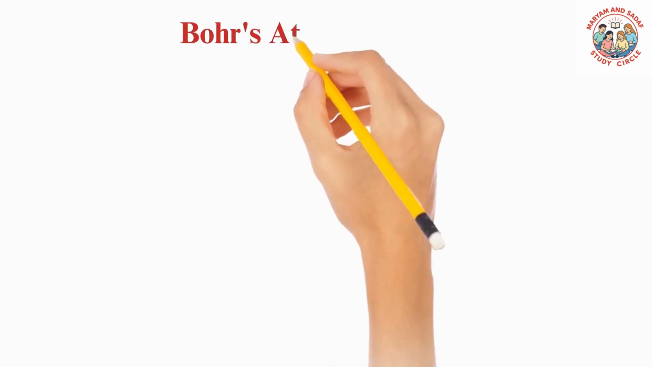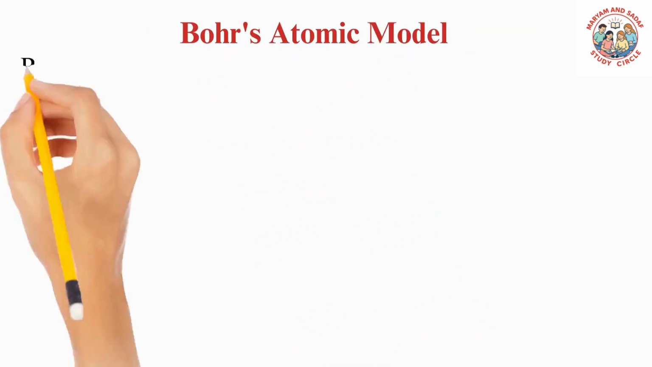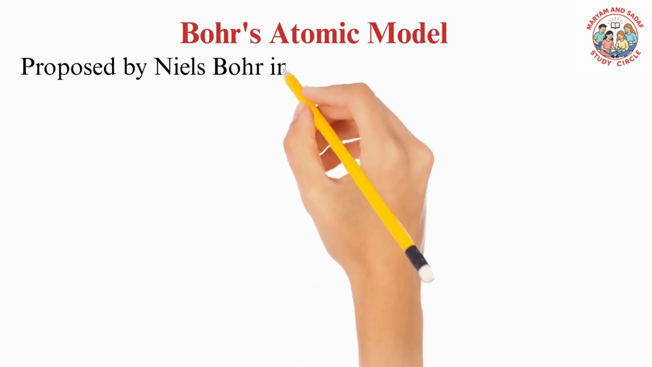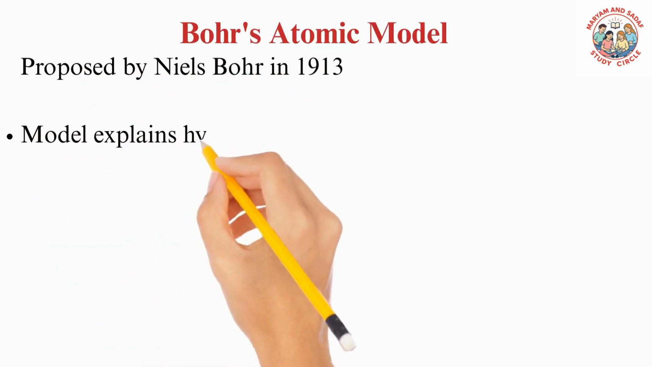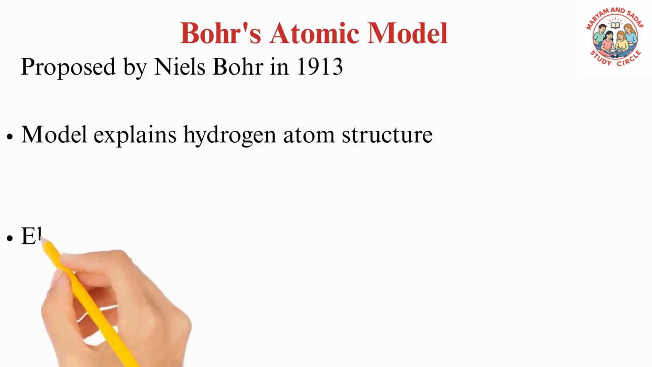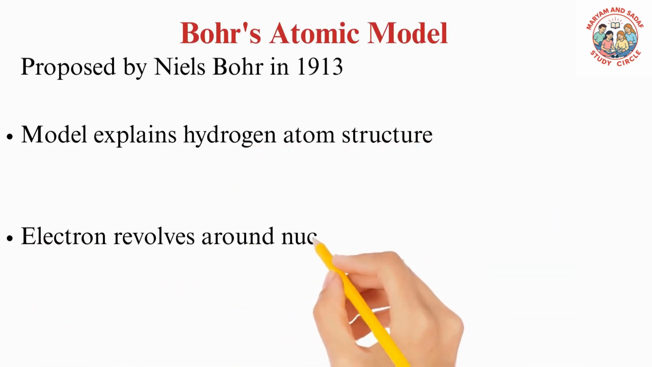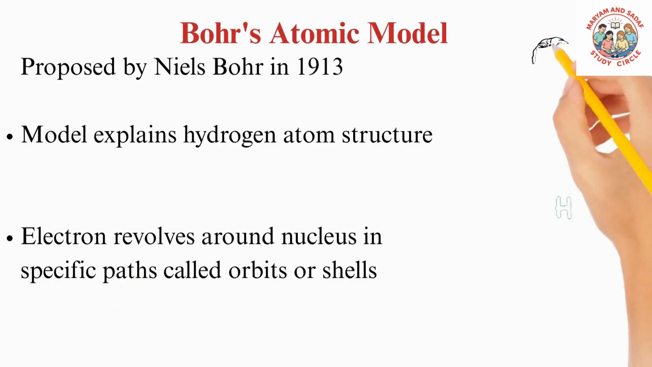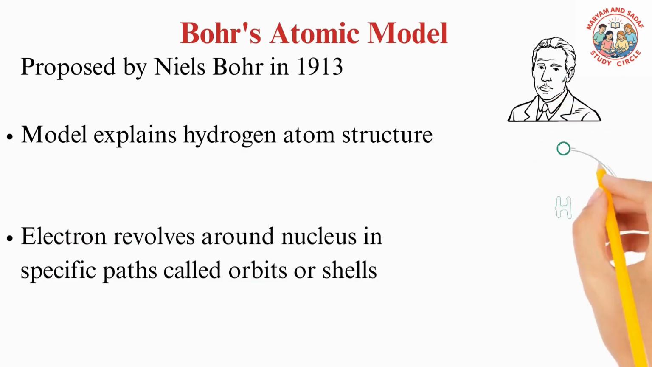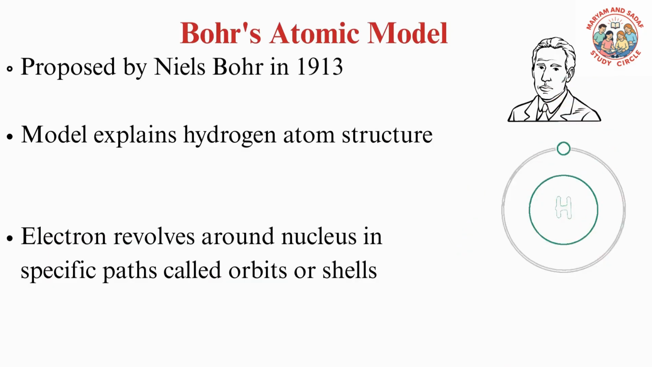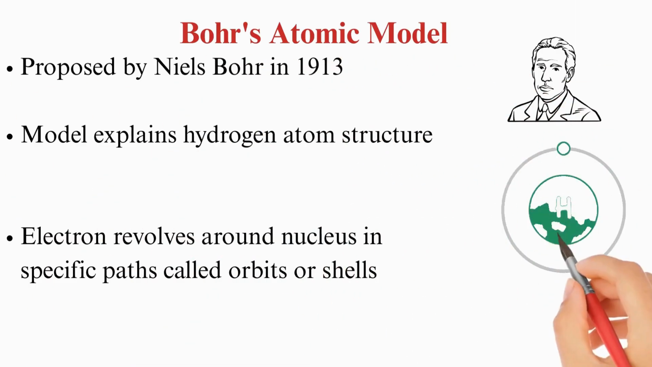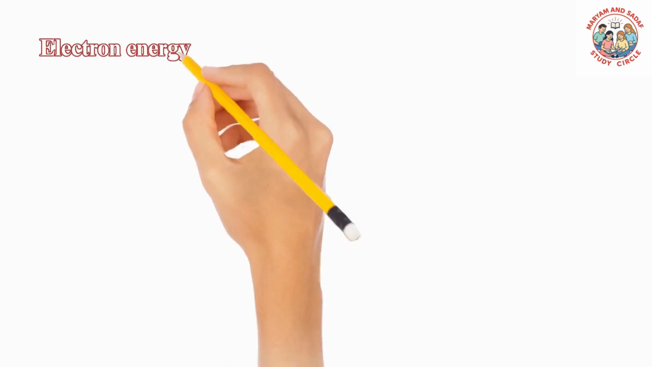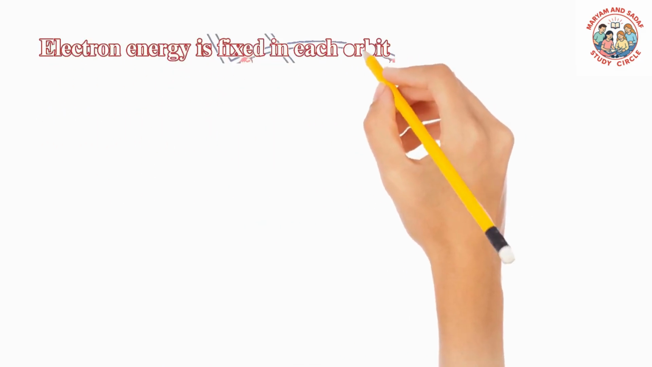Bohr's atomic model, proposed by Niels Bohr in 1913. The model explains the hydrogen atom structure. The electron revolves around the nucleus in specific paths called orbits or shells. Electron energy is fixed in each orbit.